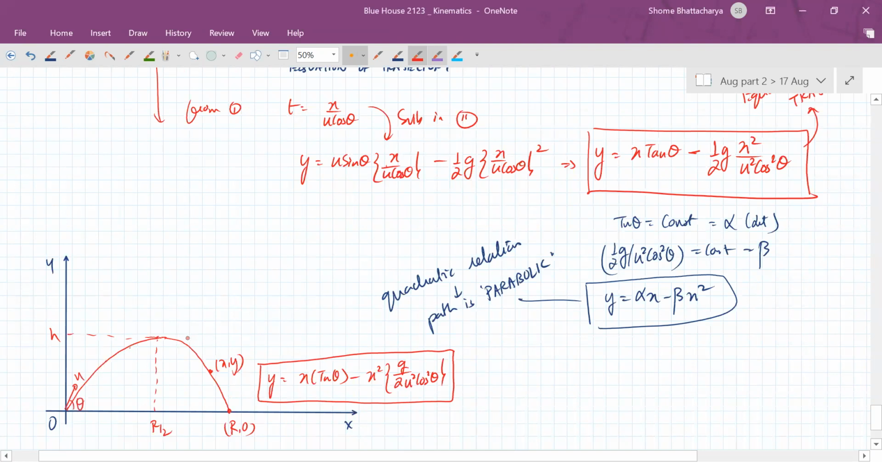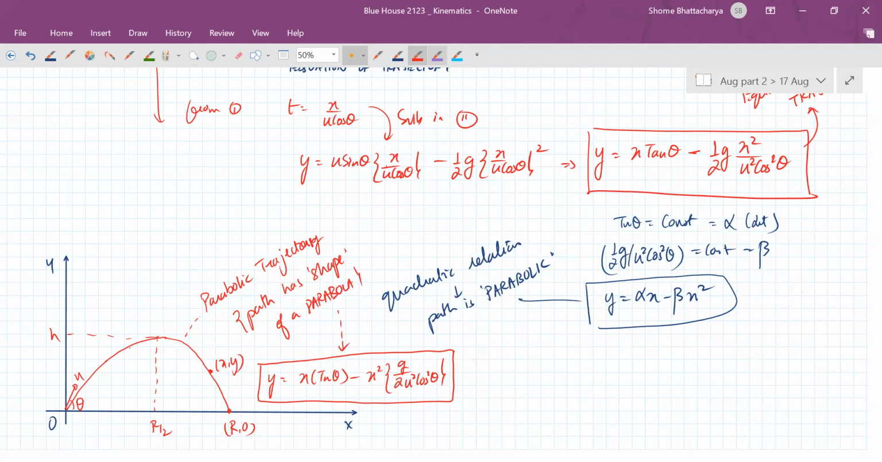So this is the parabolic trajectory, or the path as the shape of a parabola, which is given by this equation. Okay, so we will see that this final thing, which is called the equation of trajectory, is also useful in solving certain types of problems.